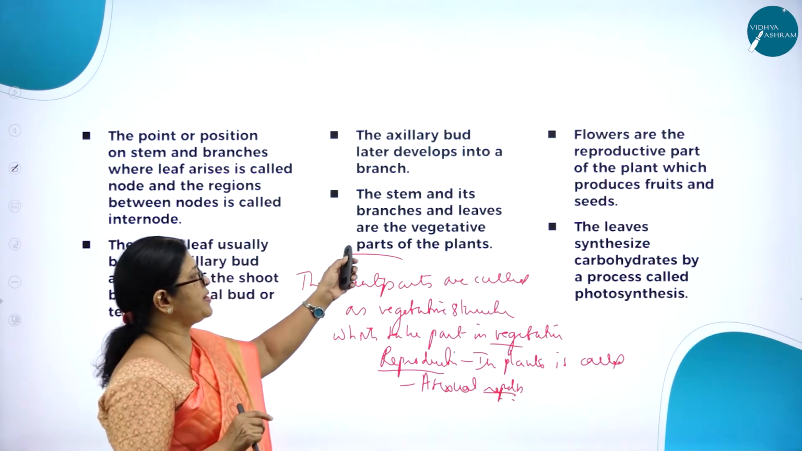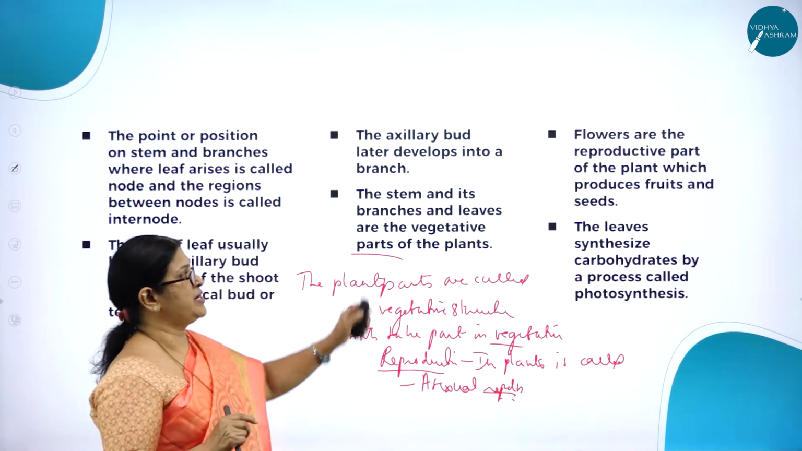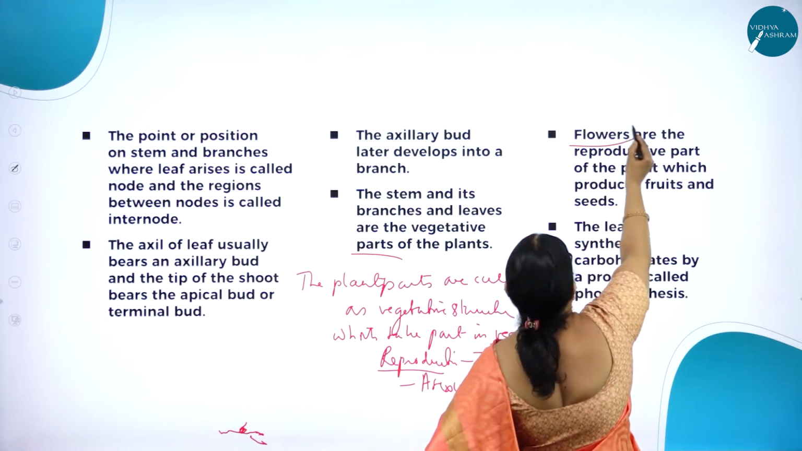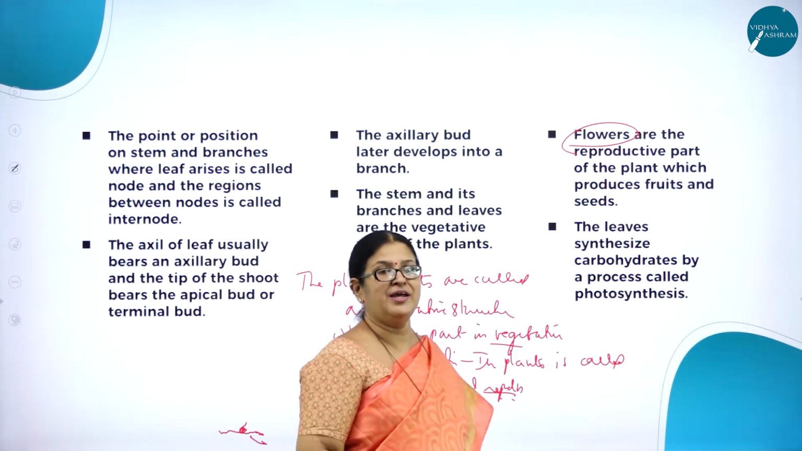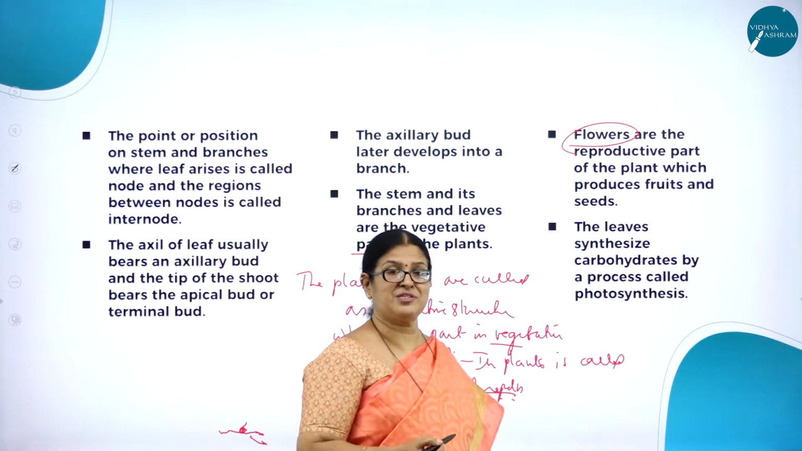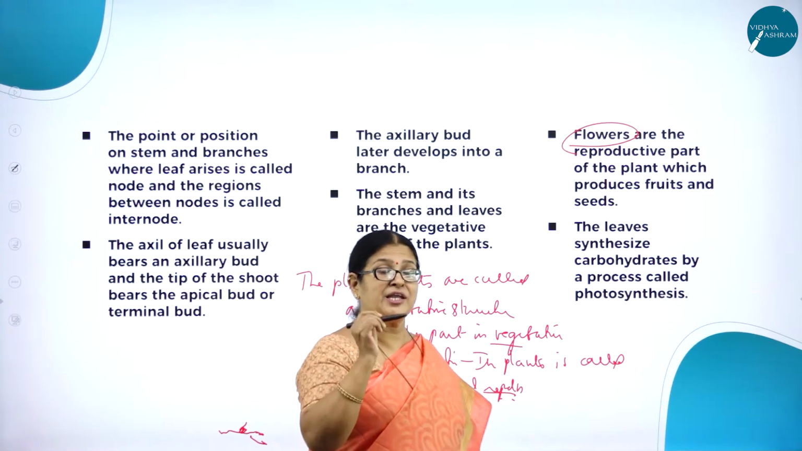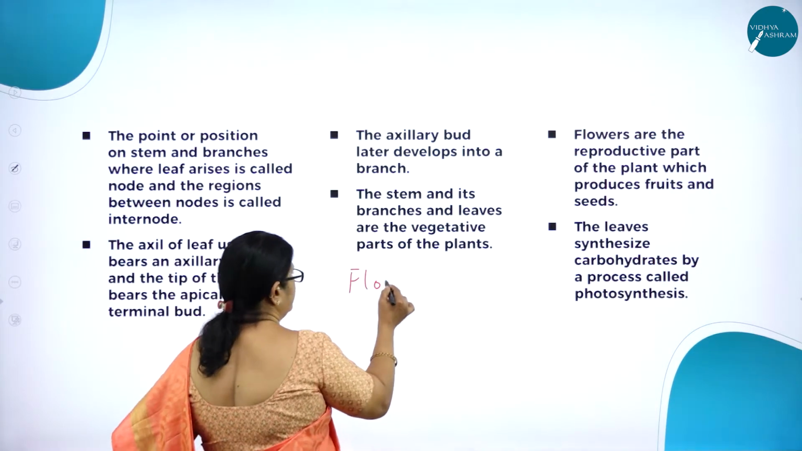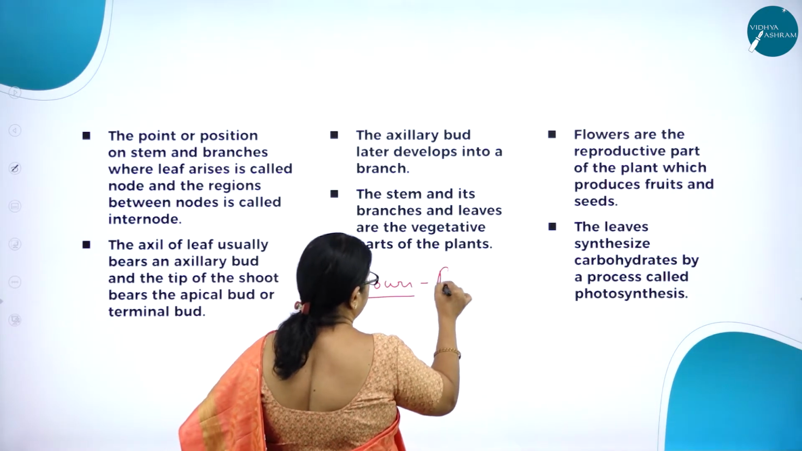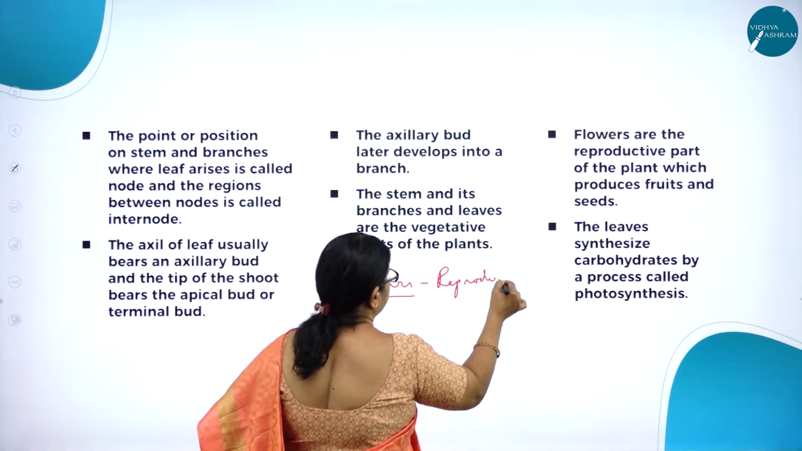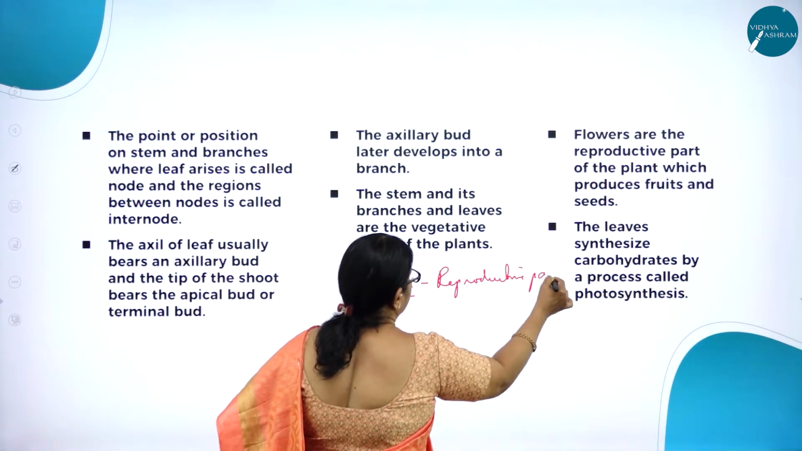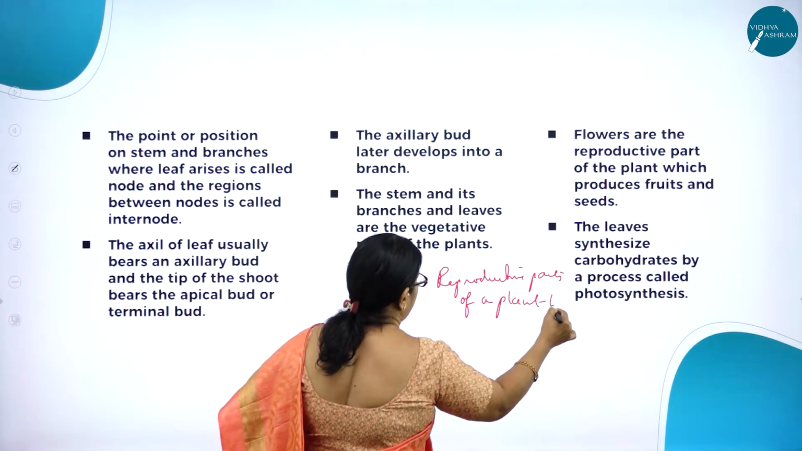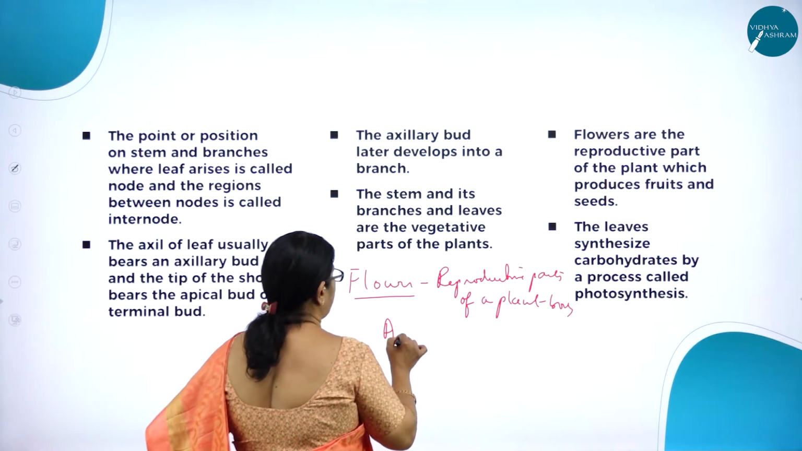So the stem and its branches and leaves are the vegetative parts of the plants. And I think all of us know flowers. Flowers are the beauty of a plant, and they are very important parts of a plant body because they are the reproductive parts of a plant body, which bears what?